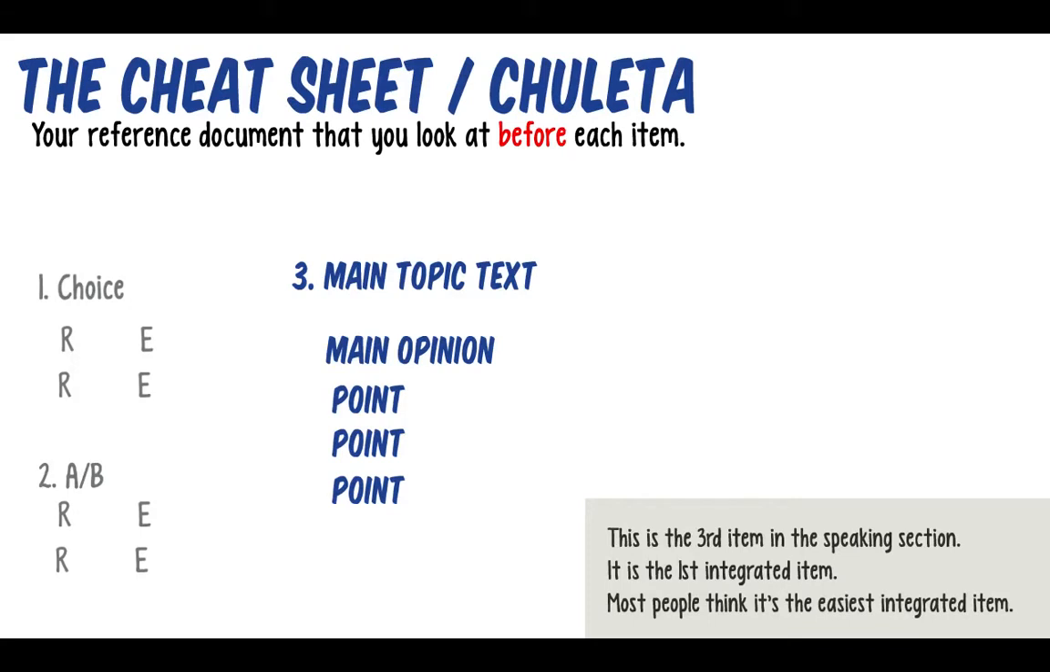Okay, so let's look at the cheat sheet, or if you speak Spanish, the chuleta. So obviously this is your reference document that you look at before each item. You need to see it before you start. So the 5 pieces of information you need here are the main topic of the text, the person's main opinion, so do they agree or disagree, then the 3 points they give for having that opinion. So as you can see down here, this is the 3rd item in the speaking section. It's the first integrated item, and most people think it's the easiest integrated item. Okay, good luck.